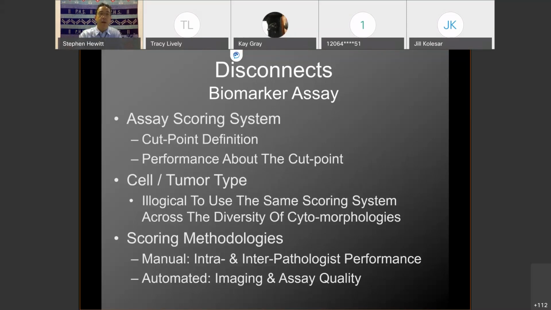We've talked about scoring systems. Cell type and tumor type, illogical use of the same scoring system. An example is the efforts to try and use the original HER2 scoring system for breast on gastric cancer. Didn't quite work. There are other examples as well. Another fine example is trying to use a scoring system for HER2 for HER3. And well, related molecules, and they form heterodimers. Why can't I use the same scoring system? And the answer is you can't.